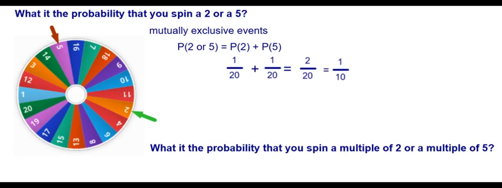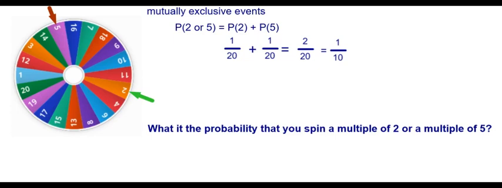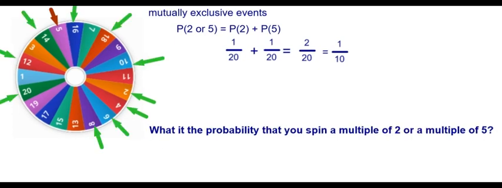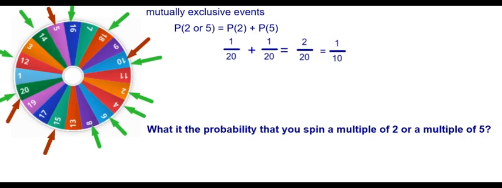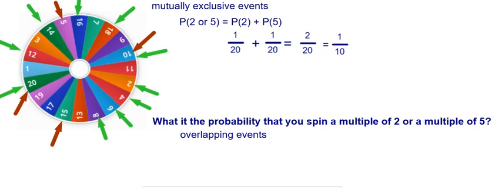So let's take a look at a second problem. What is the probability that you will spin a multiple of 2 or a multiple of 5? So there are 10 possible multiples of 2, and there are 4 possible multiples of 5. So again, the multiples of 2 are being represented by the green arrows, and the multiples of 5 are being represented by the brown arrows. These are examples of overlapping events because it is possible, as we can see, to roll a multiple of 2 and a multiple of 5. In this instance, it happens twice.